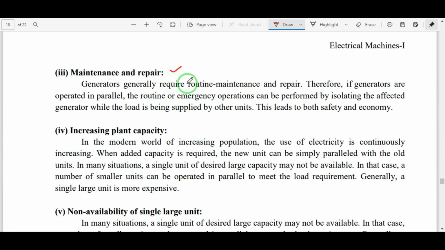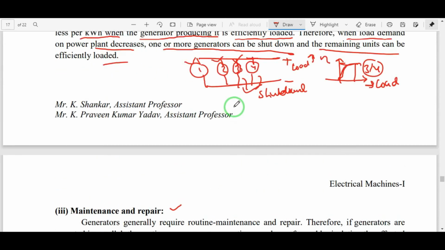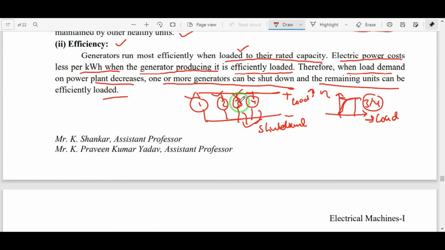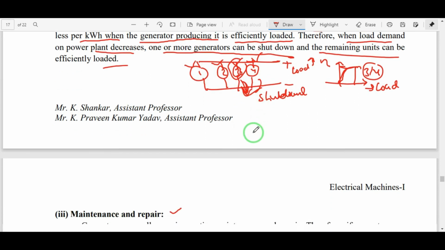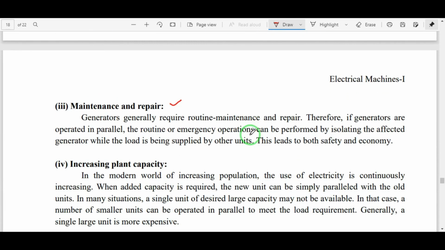If any unit is under repair or fault condition, then that generator will be shut down, and the remaining units will provide continuous supply. The third generator will be maintained by the maintainer. So we can maintain and repair the generators during parallel operation. This leads to both safety and economy.